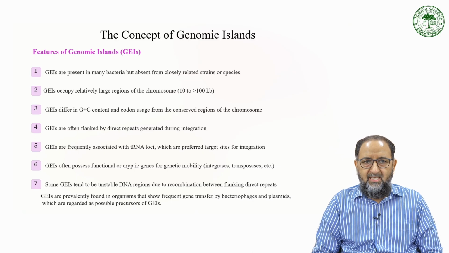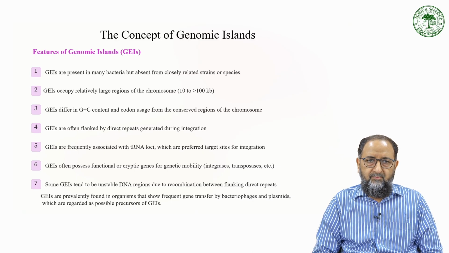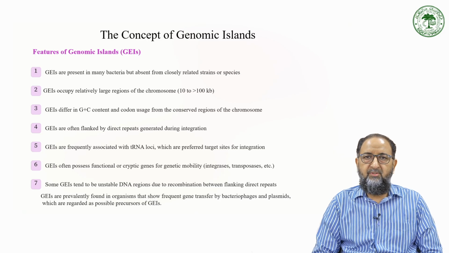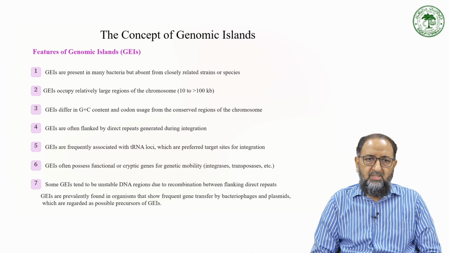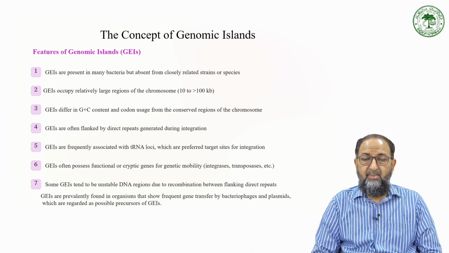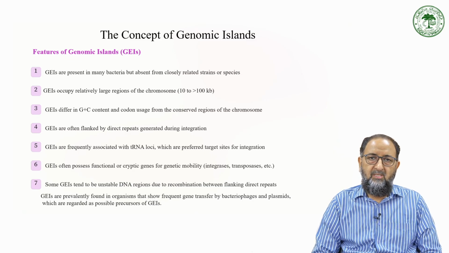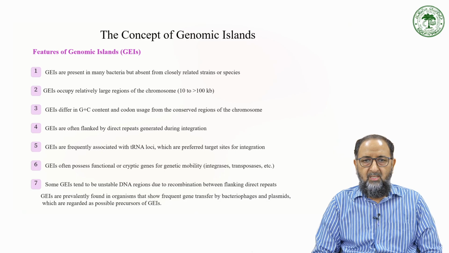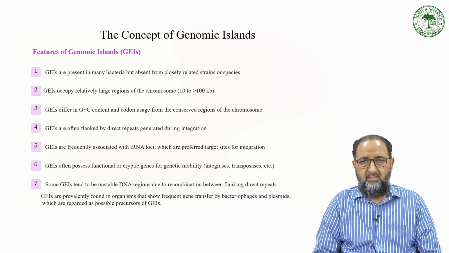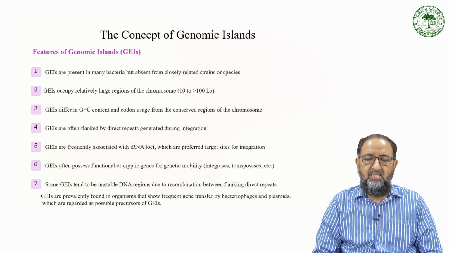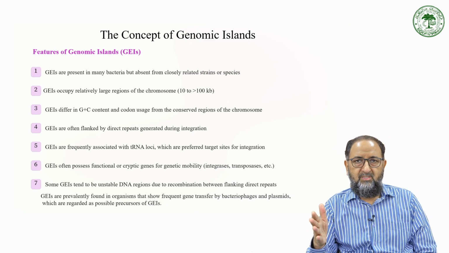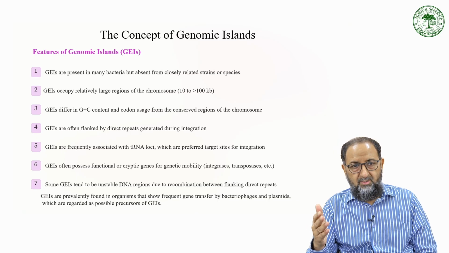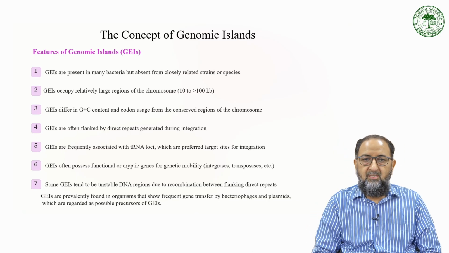Now the concept of the genomic island can be explained here. What are the features, attributes and characteristics of genomic islands? Genomic islands are present in many bacteria, but absent from closely related strains or species. So they are present in a number of bacterial populations, but absent from closely related strains. For example, within E. coli, if you have very closely related strains of the same MLST type, then probably they may not be present in every one of them.